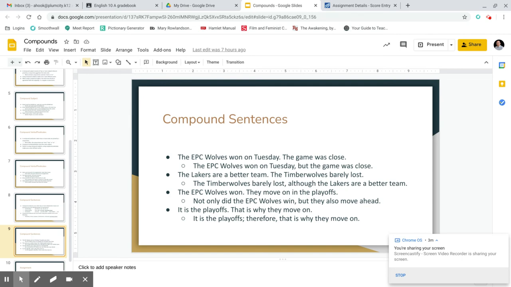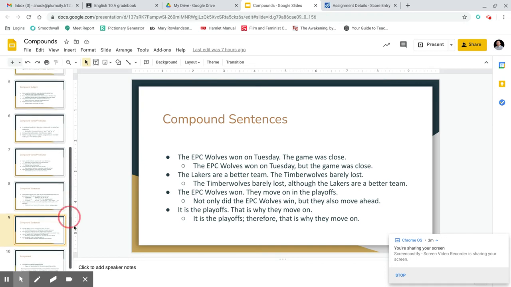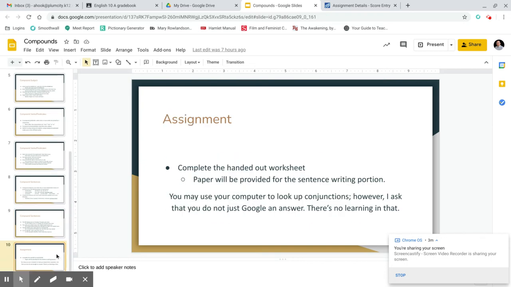So if I say the EPC Wolves won on Tuesday, the game was close, I can make that a compound sentence by saying the EPC Wolves won on Tuesday, but the game was close. You can look at the rest of the examples there. These slides will be in Google Classroom. All right, and then I will attach the Google document for the assignments.